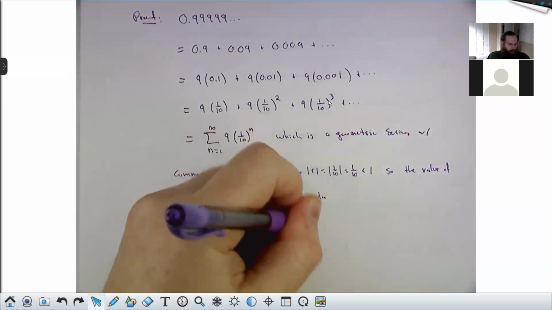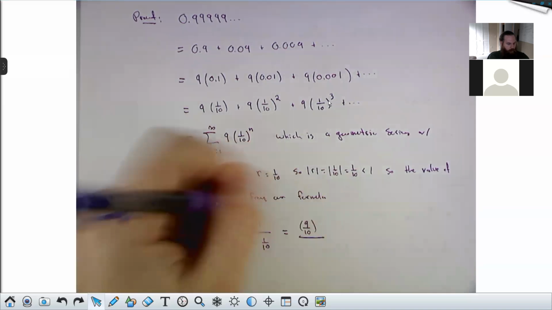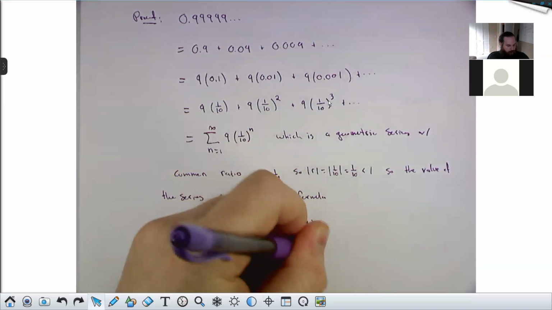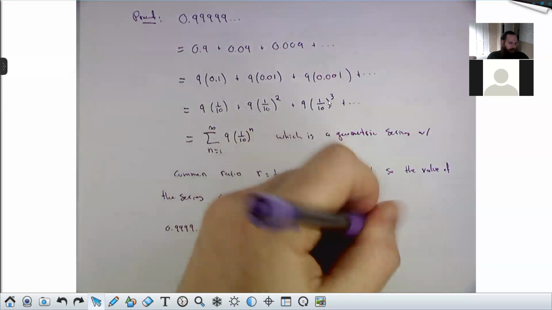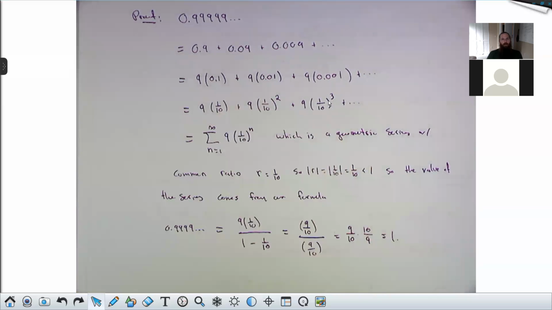But that's 9/10 divided by 1 minus 1/10, which is also 9/10, which is 9/10 times 10/9, which is indeed 1. So this is how you actually prove that 0.99999 and so on is equal to 1. And you can extend this to lots and lots of other things, like 0.333333. Any repeating decimal, you can play this same game with. It's cool stuff. I'm a fan.